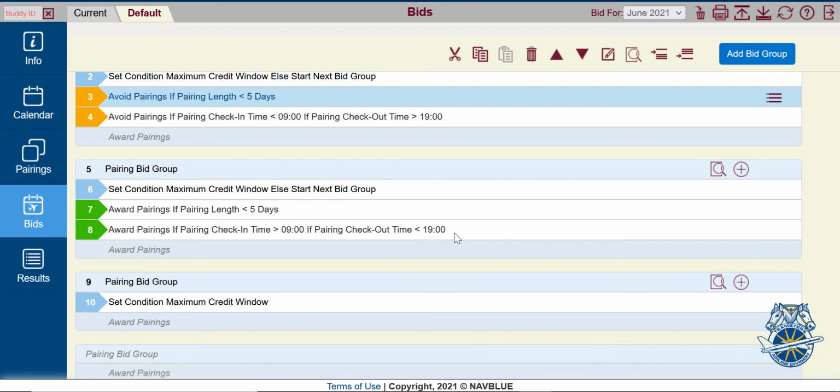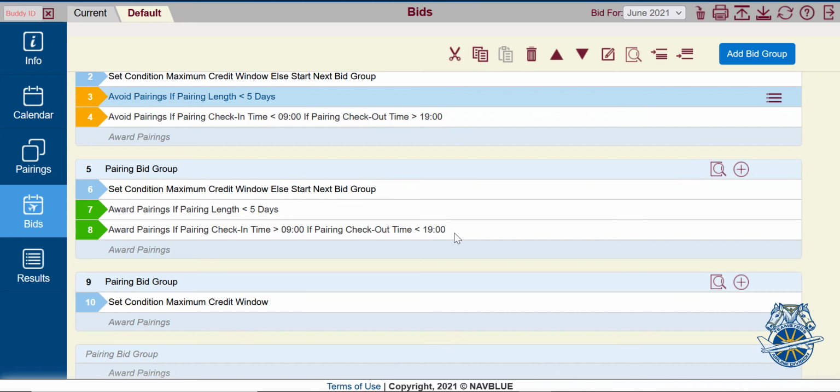So awards are far more forgiving than avoids. Avoids are like cutting with a razor blade. If it starts 1 minute later, for example, in line 4, or if it ends 1 minute later, 7:01, you're not going to get it. And then here in line 8, on the pairing bid group where it says line 5, we go down to line 8. It's the same thing, but it just says award. So now you will get that one that ends at 7:01.